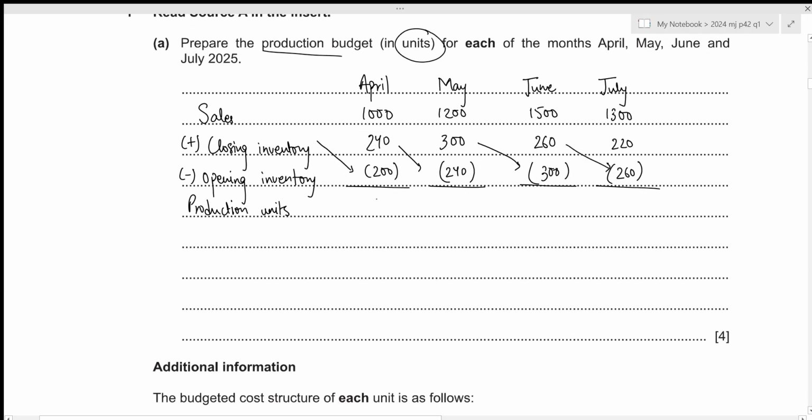Now we can easily calculate the production units. That will be 1000 plus 240 minus 200 for the month of April, which results in 1040. For the month of May, that will be 1200 plus 300 minus 240, which results in 1260. For the month of June, that will be 1500 plus 260 minus 300, which results in 1460. And for the month of July, that will be 1300 plus 220 minus 260, which results in 1260. That will be all for the first part. Let's move towards the next part.